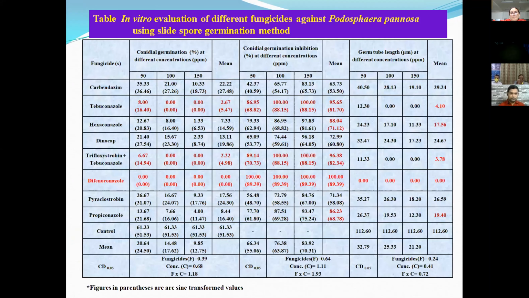Here also we tried some of the fungicides by the slide spore germination method, and conidial germination inhibition as well as germ tube length was measured. Here also 100% inhibition was observed in the case of difenoconazole, followed by Nativo, or trifloxystrobin plus tebuconazole as the next best, and thereafter tebuconazole. All these chemicals are new, and we have tested them.